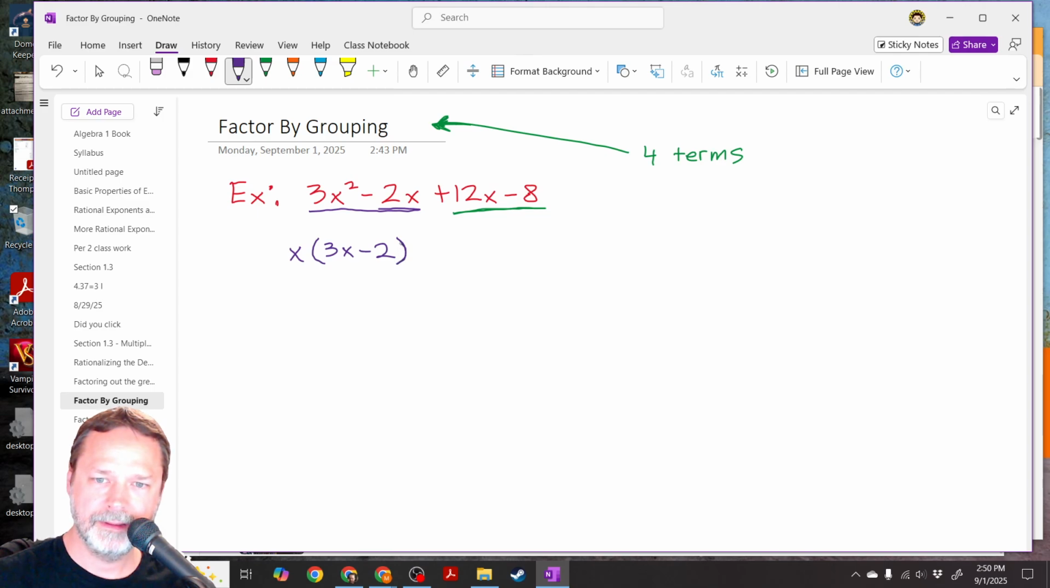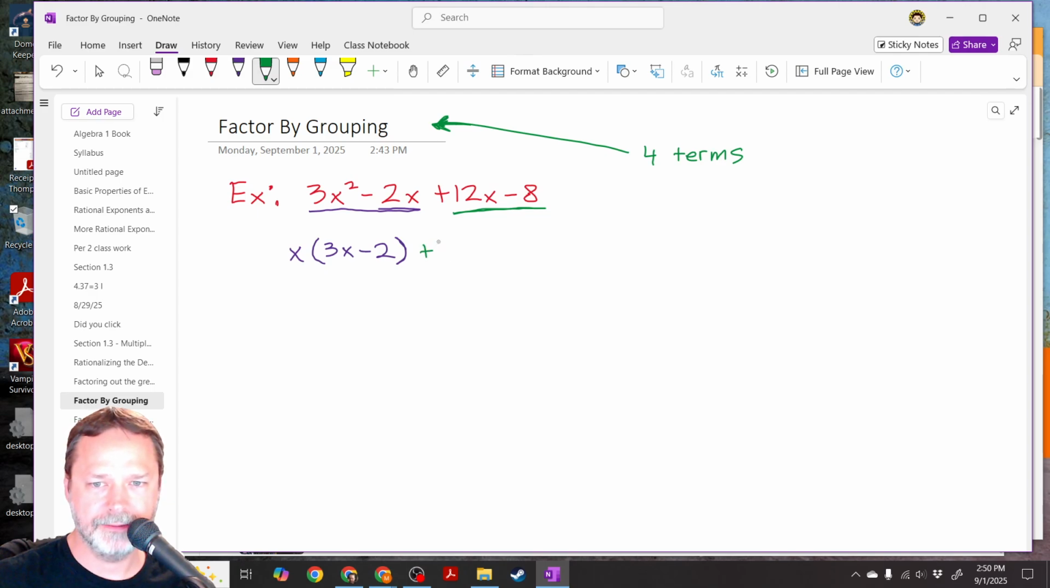Great. Then I got these 2. What can I factor out of there? They don't both have a variable, so I can't do that. But they both do have numbers, 12 and 8, and both those are divisible by 4. So I think I'll factor out a 4.